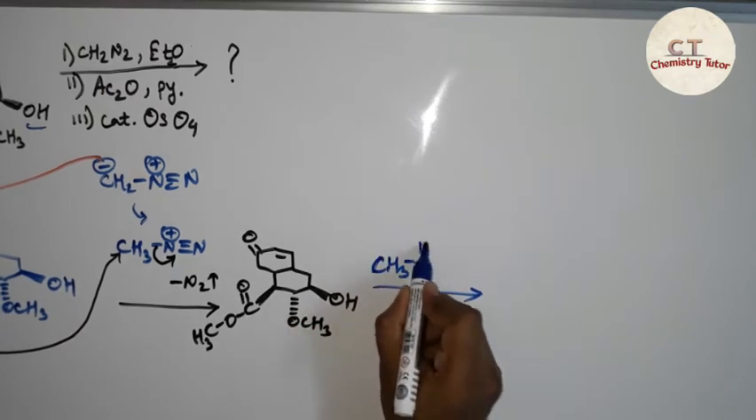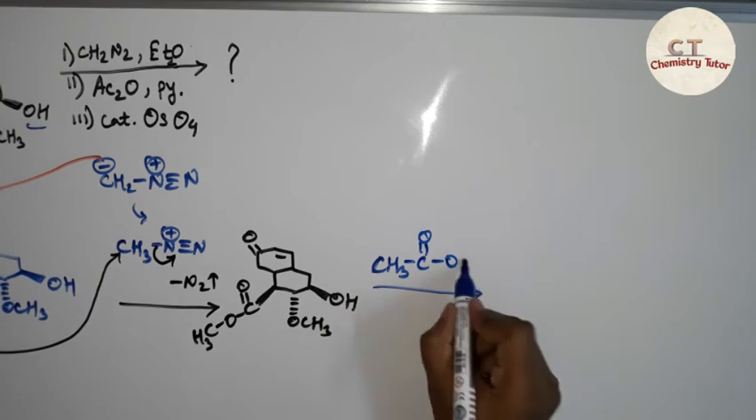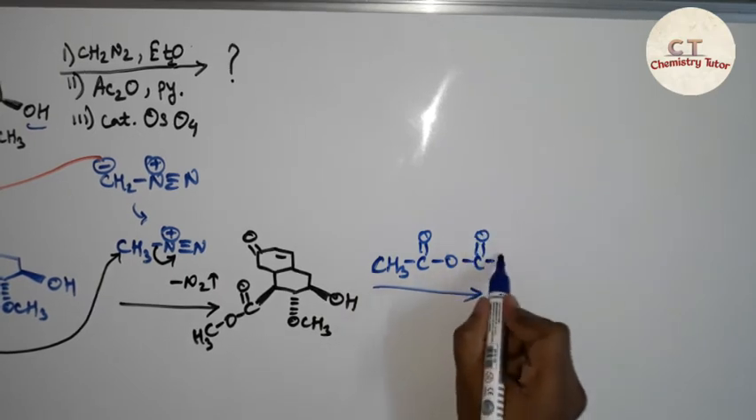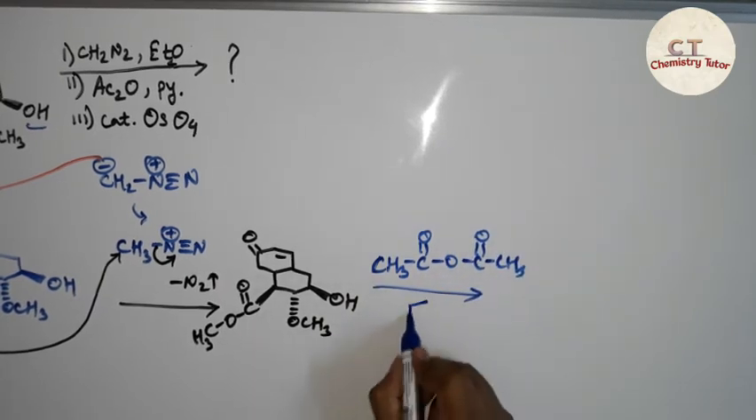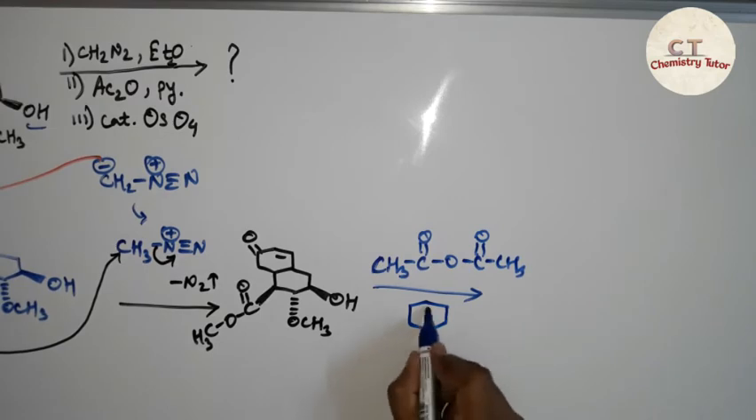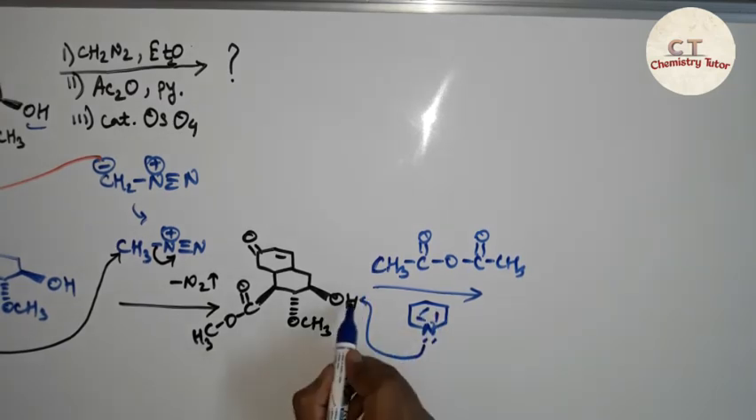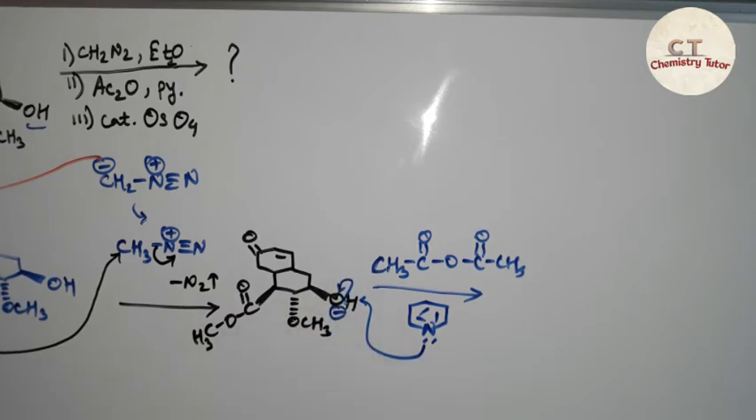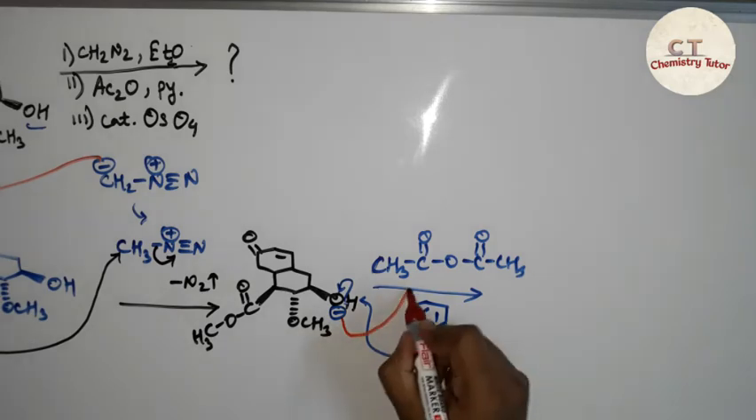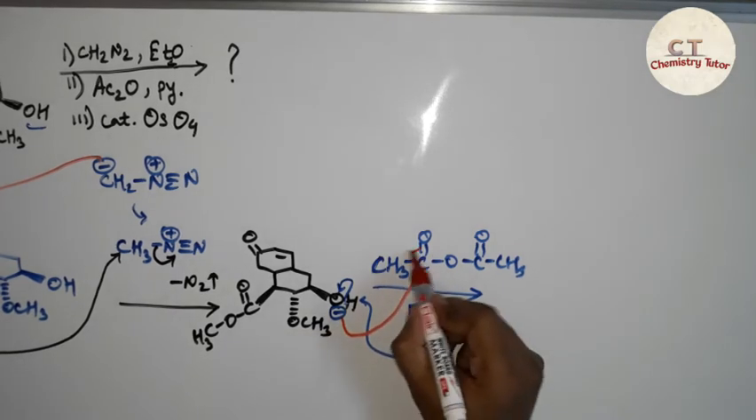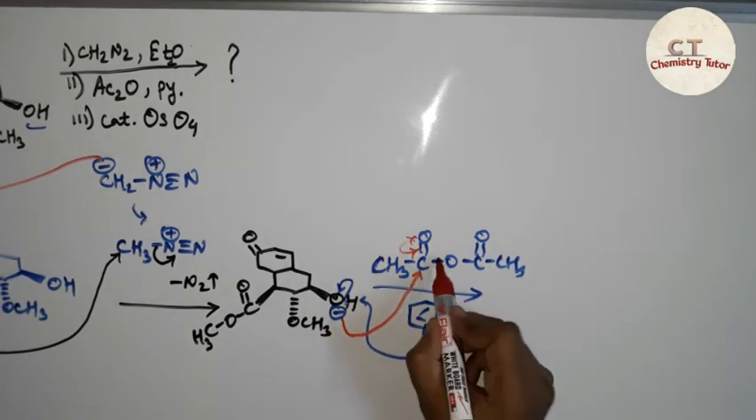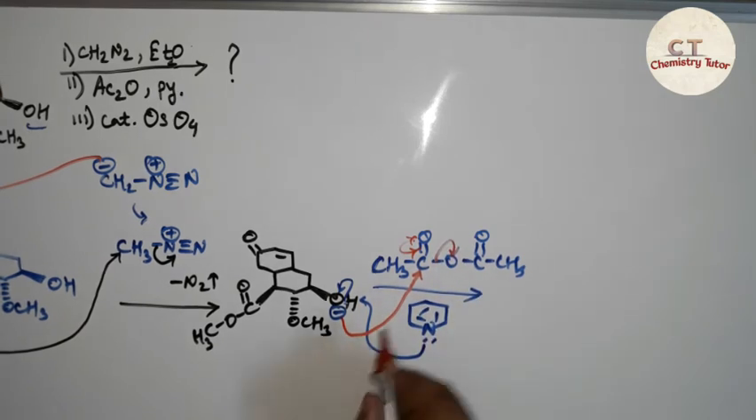Then acetic anhydride is given, CH3 C double bond O, O, C double bond O CH3, in presence of pyridine. First of all it is going to abstract this acidic proton and negative charge will be on the oxygen atom. Then this negative charge on the oxygen atom is going to attack the carbon, it will go up, come back, and this bond will break, thus giving us OAc here.